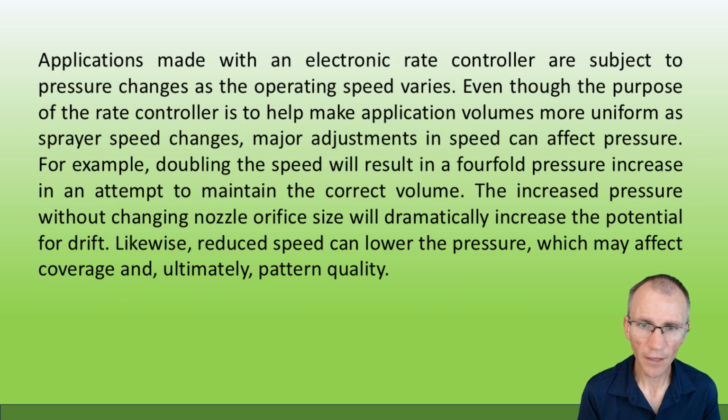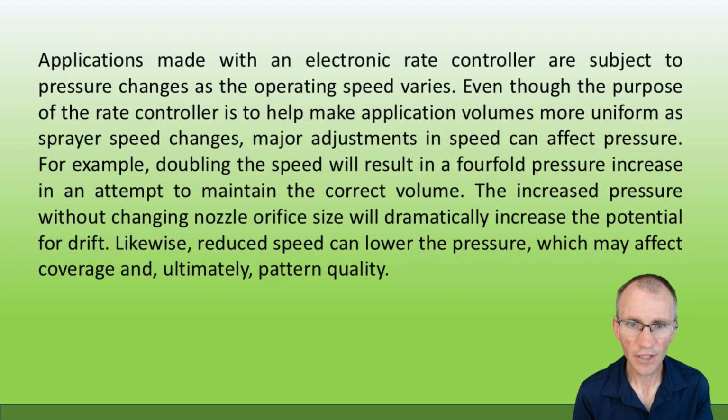Applications made with an electronic rate controller are subject to pressure changes as the operating speed varies. Even though the purpose of the rate controller is to help make application volumes more uniform as sprayer speed changes, major adjustments in speed can affect pressure. For example, doubling the speed will result in a 4-fold pressure increase in an attempt to maintain the correct volume. The increased pressure without changing nozzle orifice size will dramatically increase the potential for drift. Likewise, reduced speed can lower the pressure, which may affect coverage and ultimately pattern quality.